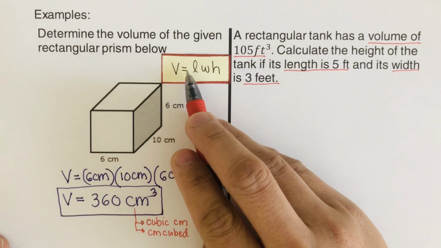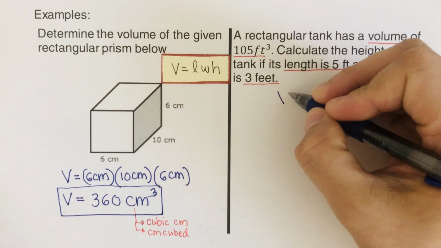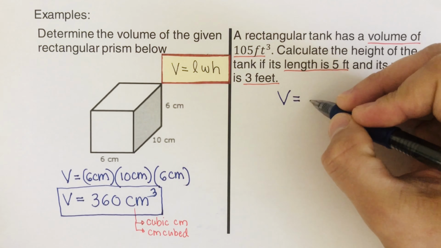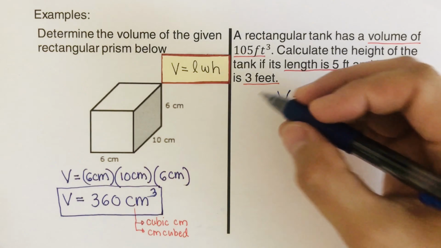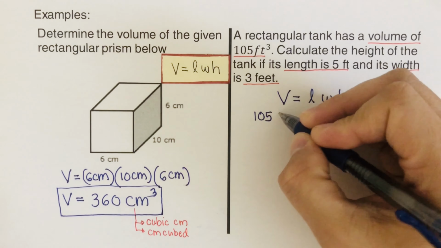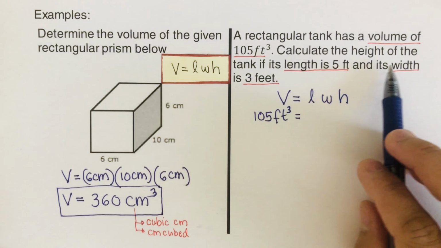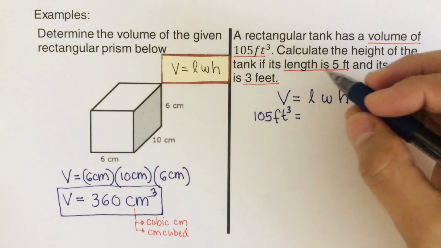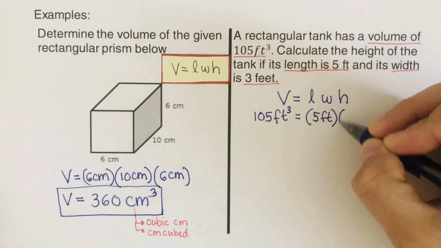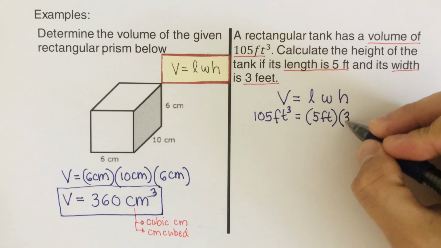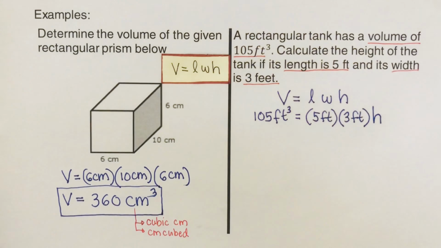We're going to use the same formula. So volume is equal to length times width times height. We're given the volume to be 105 cubic feet. Then the length is 5 feet, so I'm going to write 5 feet here, and the width is 3 feet, so that would be 3 feet, and then the height is missing. So we can just keep it as H.